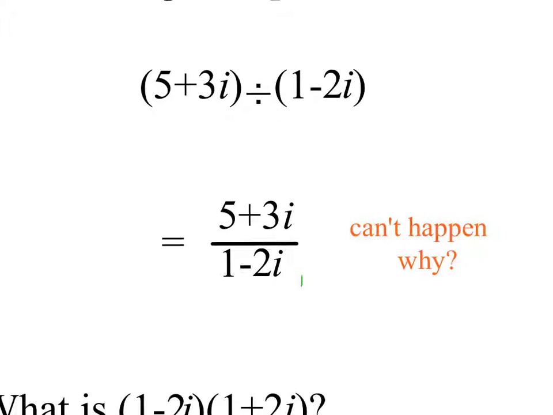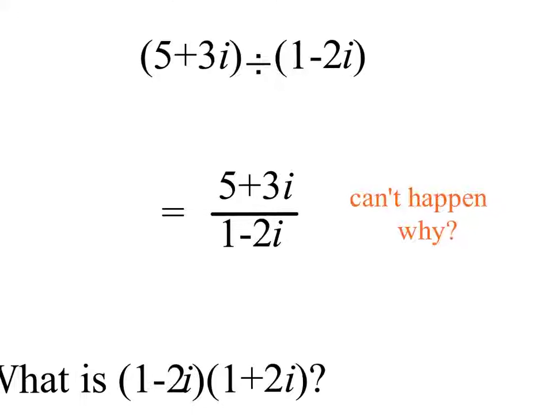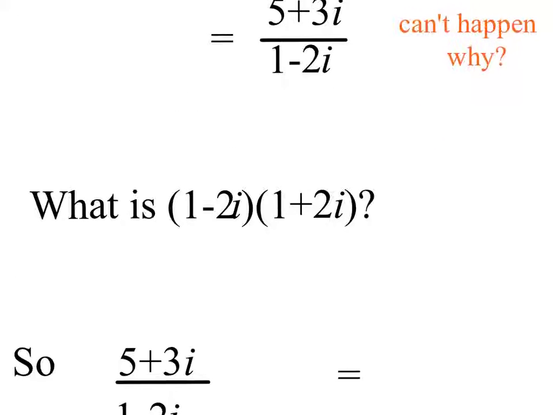We're actually not going to go through and divide, really. What we're going to do is fix this i being in the bottom. So I want to remind you of this. Do you remember what we talked about when we had our complex conjugates? So we had 1 minus 2i and 1 plus 2i. But do you remember what happens when we multiply those?